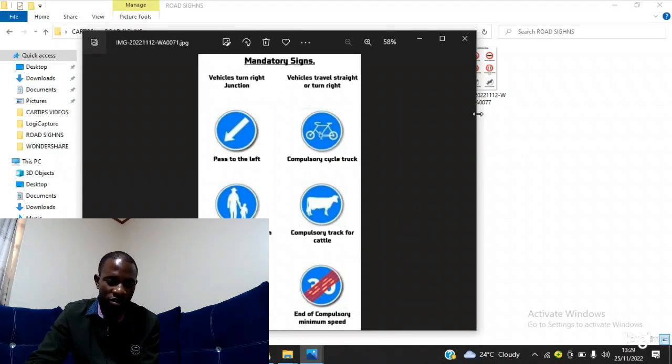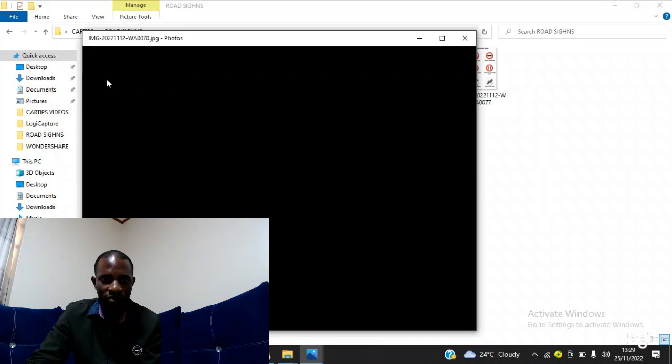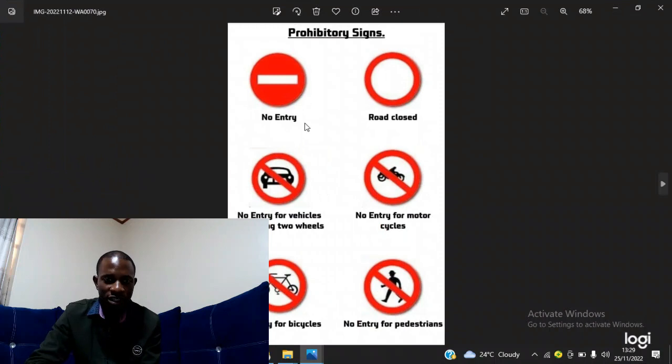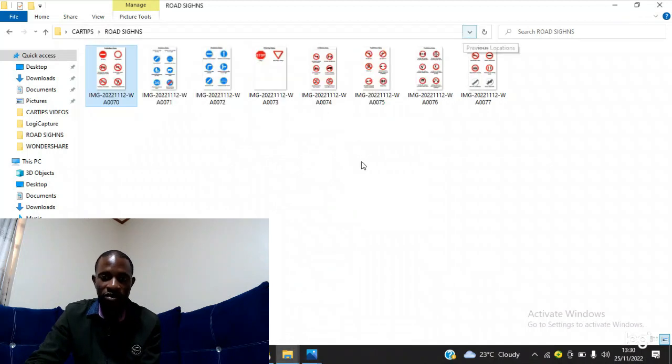So we'll go to the third category, which is the prohibitory signs. An example of a prohibitory sign, let me put it up on the screen again. Prohibitory signs are like these ones: no entry, road closed, no entry for motorcycles, no entry for pedestrians, no entry for cyclists. So prohibitory simply means they prohibit what you are not supposed to do. Just like the name suggests, they prohibit. They tell you not to do what you are not supposed to do.